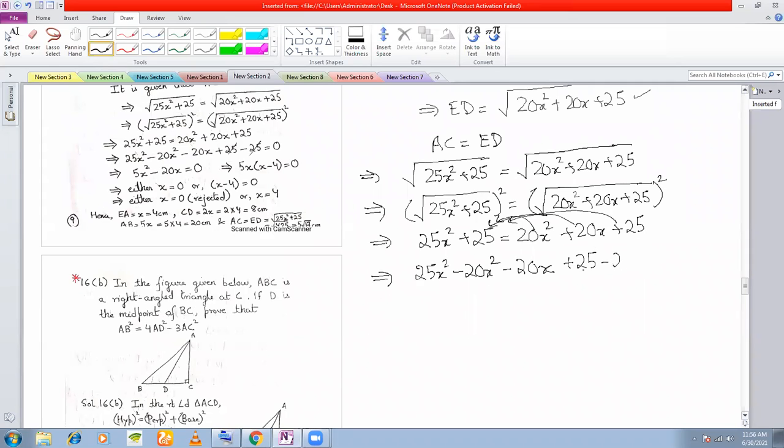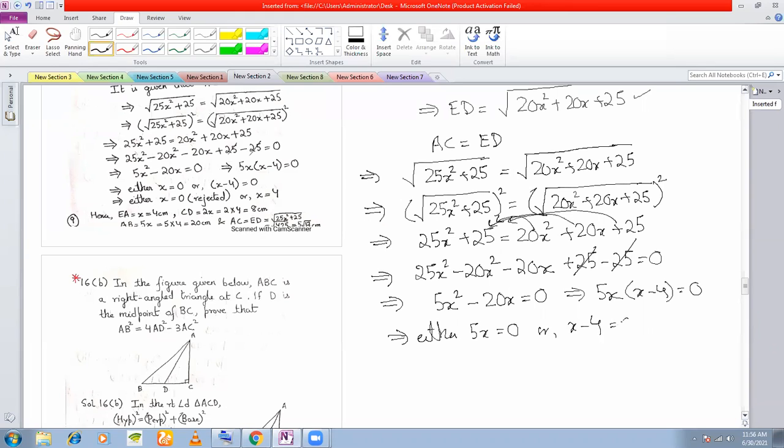So this plus 25 minus 25 cancels. So you're getting 25x square minus 20x square is 5x square minus 20x is equal to 0. That means from here now you can take the HCF 5x out, you get x minus 4. So that means either 5x is equal to 0 or x minus 4 is equal to 0. That means either x is equal to 0 or x is equal to 4.